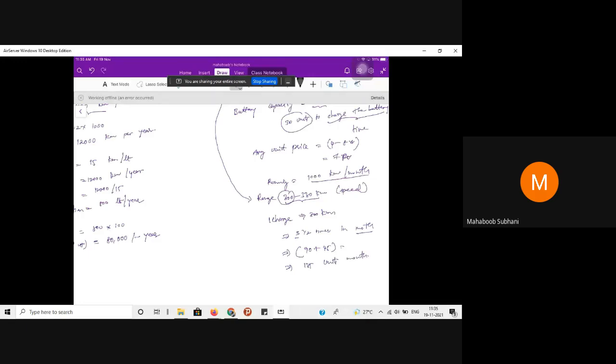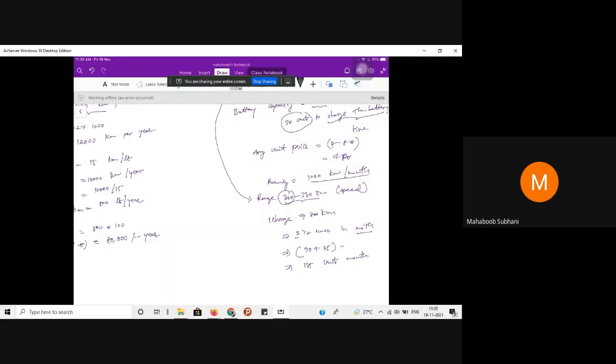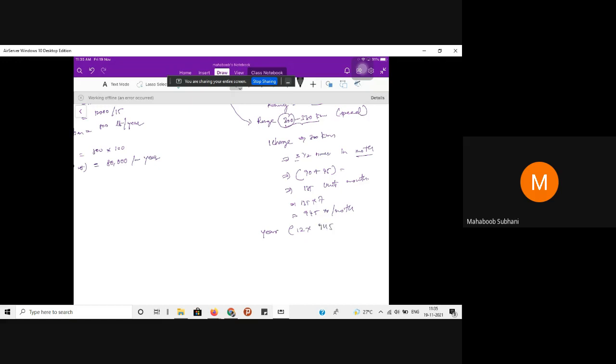Now 135 into 7, that is the price value, you'll be getting around 945 rupees per month. If you take the per year calculation, that is 12 into 945 rupees, you'll be having around 11,340 per year. See, for the electric vehicle we got around 11,000, and for the petrol car we got 80,000 per year. So there is a huge difference between the prices, right?